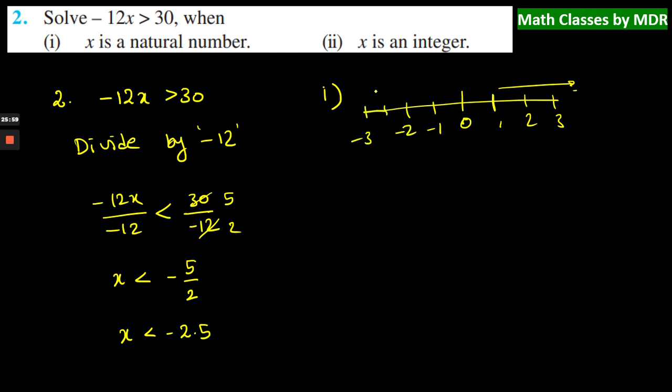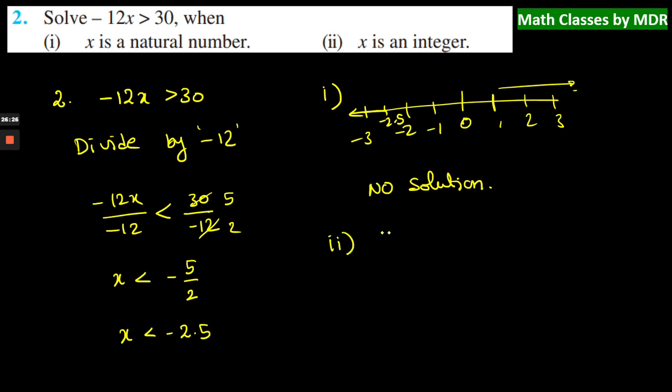So this is the minus 2.5. Less than means it will go to this side, the left side. So that means minus 3, minus 4, minus 5, minus 6. But all these are not natural numbers, right? So what does it mean? We do not have any natural numbers which are less than minus 2.5. So the answer is no solution. There are no natural numbers, so there is no solution for the first case.